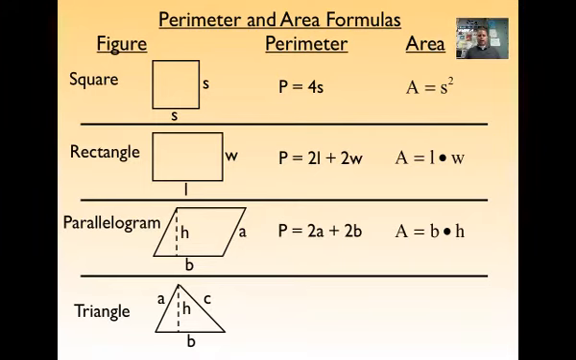For a rectangle, you have your length and your width, and the perimeter would be 2 times the length plus 2 times the width. The area would be equal to length times width. For a parallelogram, you have 2a plus 2b, and for the area, it's base times height. Now we get to the triangle. Perimeter would be a plus b plus c, the 3 sides added together, and the formula for the area of a triangle is 1/2 times the base times the height.